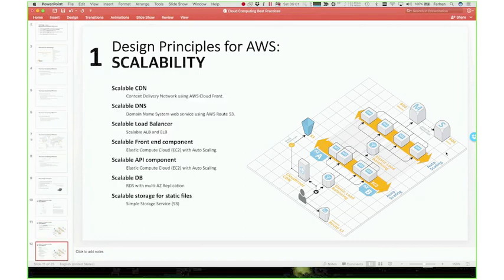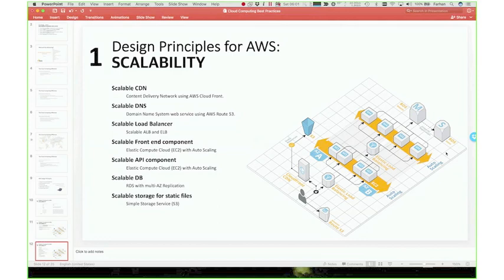So when you are designing for scalability, you need to use a CDN, you need to work on Route 53, you need to work on a scalable load balancer. There are two types of load balancers available in Amazon. One is an application level load balancer, which is a layer 7 load balancer, and there is an elastic load balancer, which is a traditional IP level load balancer.